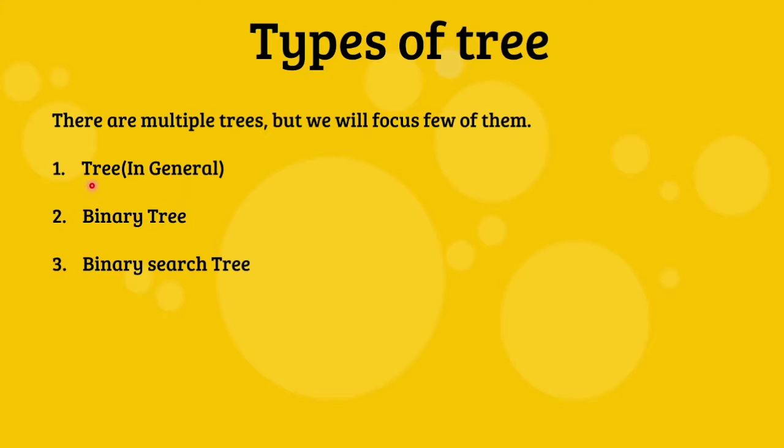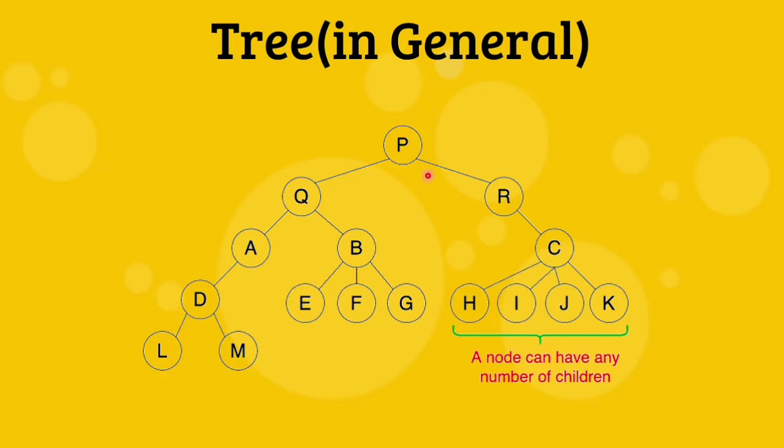So here we have the tree in general. Then we have the binary tree and then we have the binary search tree. So let's begin with our tree in general. Here we have an example of a tree. As we are able to see, there is no restriction on the number of children at each node level. That means a node can have any number of children.